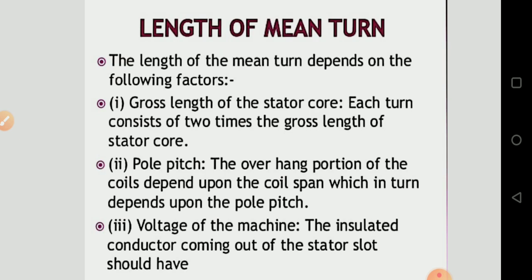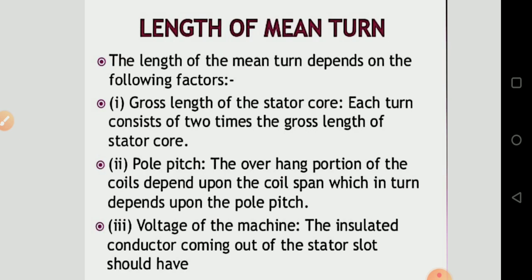So the factor depends upon the pole pitch. Here the overhang portion of the coil depends on the coil span, and so in turn it depends upon the pole pitch. But what is the coil span factor?